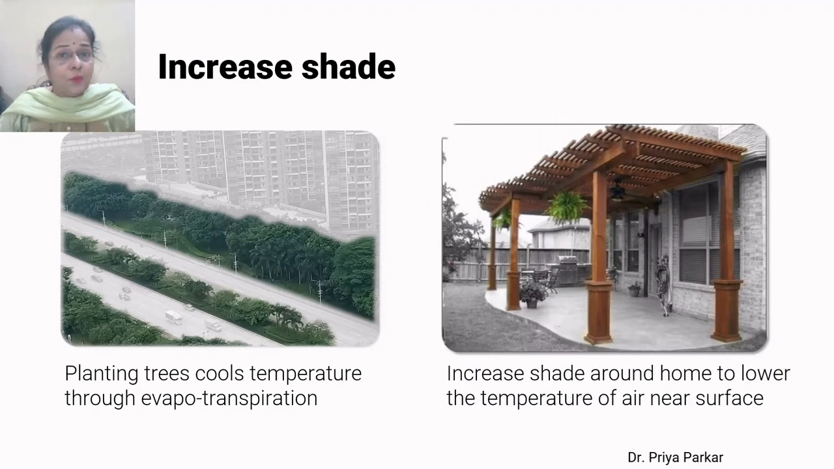So, wherever possible, we should plant many trees along the roadsides or on the dividers to increase the shade to cool down. At certain places, wherever planting trees is not possible, we can increase the shade around homes, garages, schools, offices to lower the surface temperature.